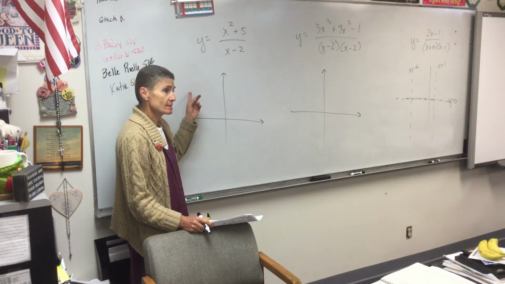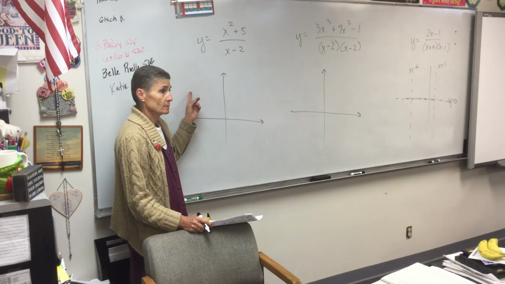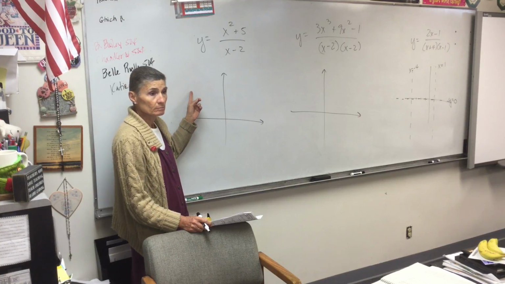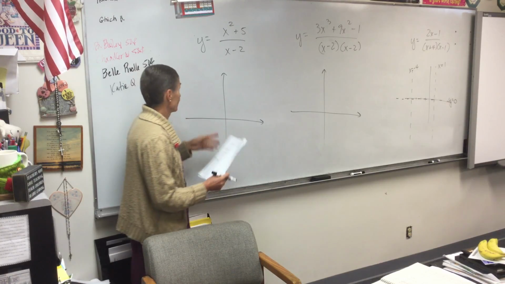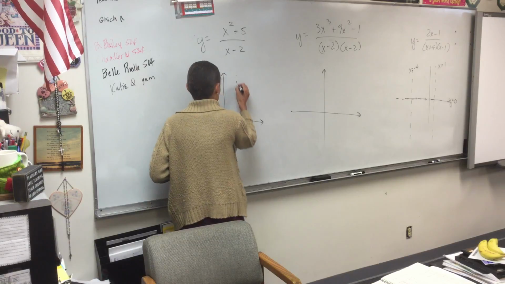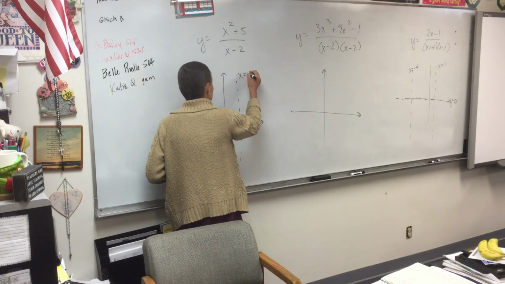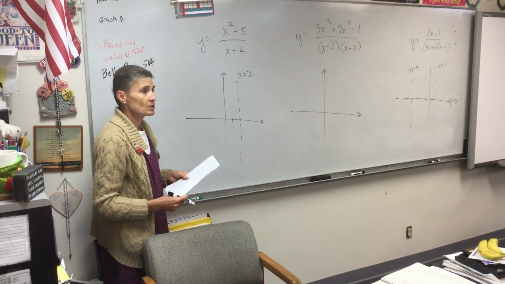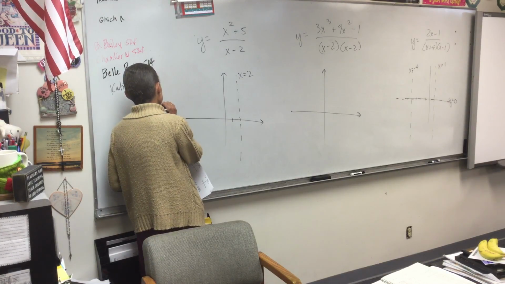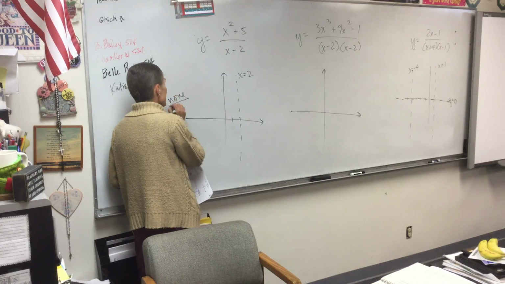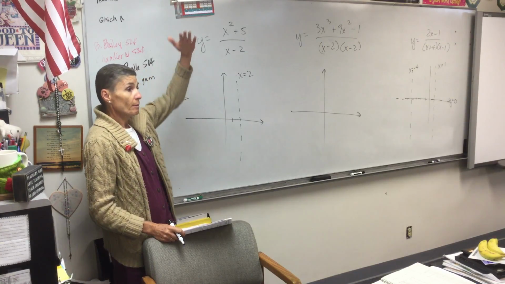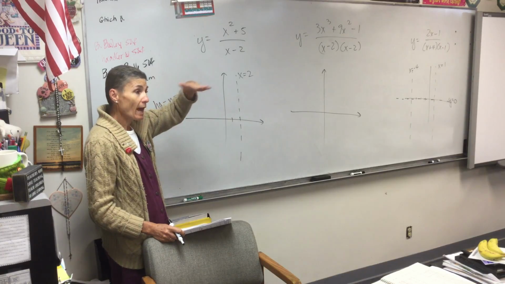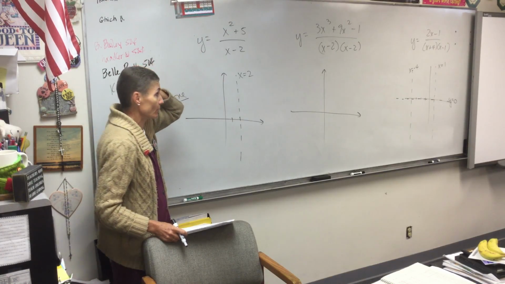Now take a look at this next one. Does it have any vertical asymptotes? It has a vertical at 2. Yep, perfect. What about horizontal? None. There is no horizontal asymptote. Because why? The power on top is bigger. There's no cap on it then. It just keeps getting bigger and bigger.